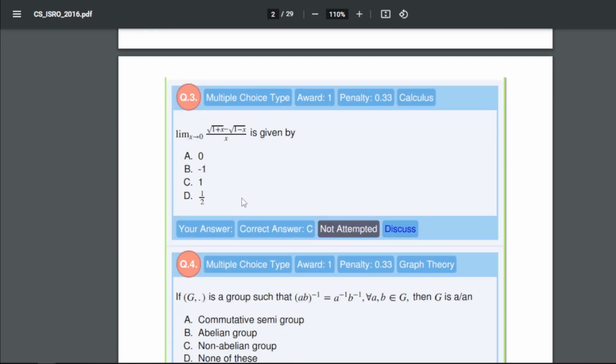Next question is, limit x tends to 0 of root of 1 plus x minus root of 1 minus x, divided by x, is given by what? For this our answer is 1, that is option C.